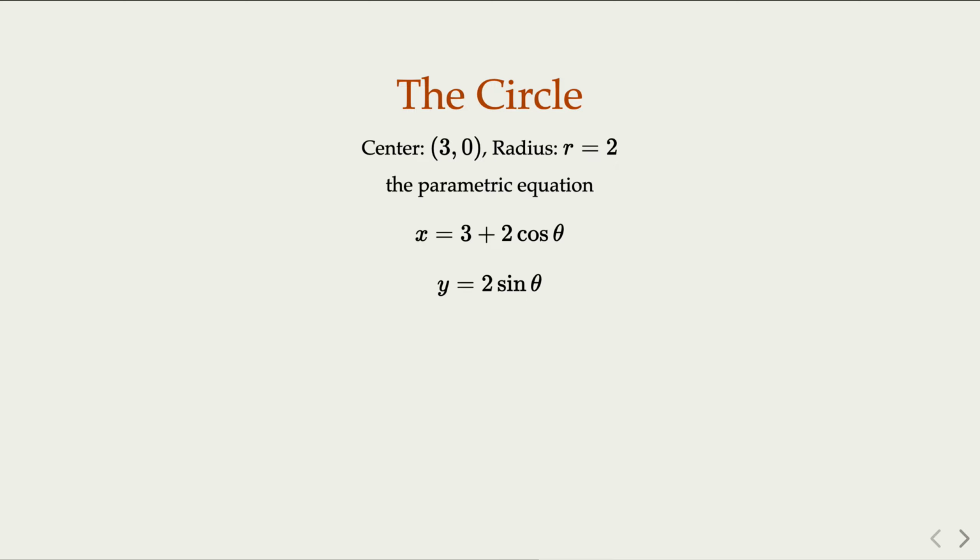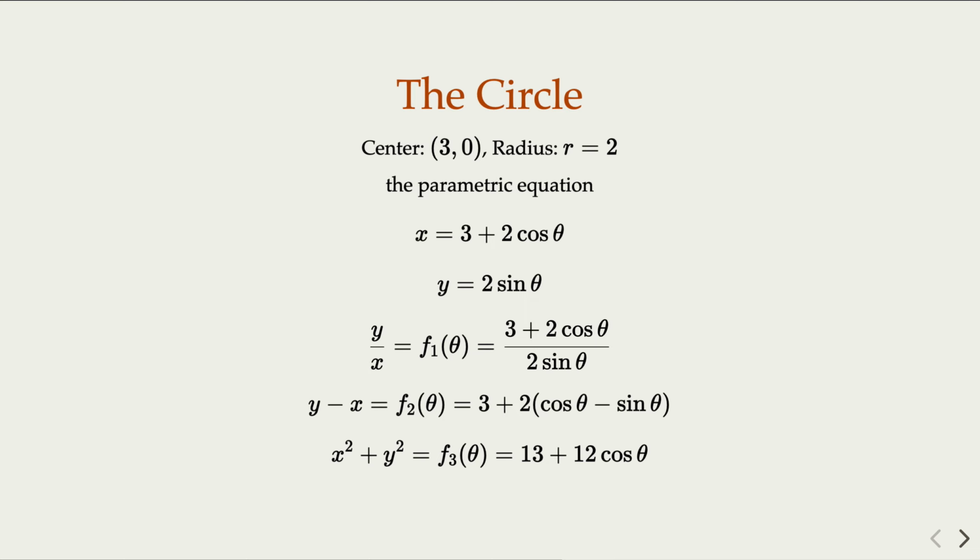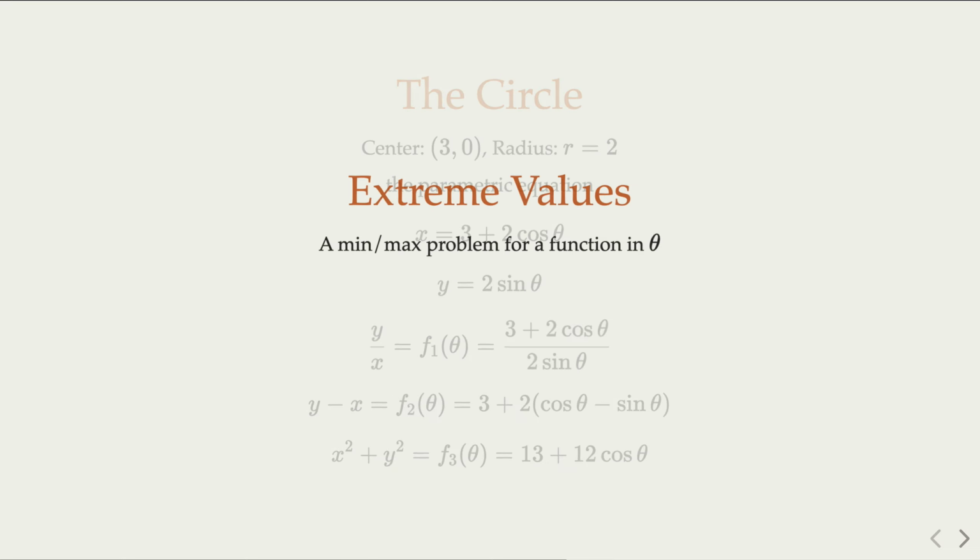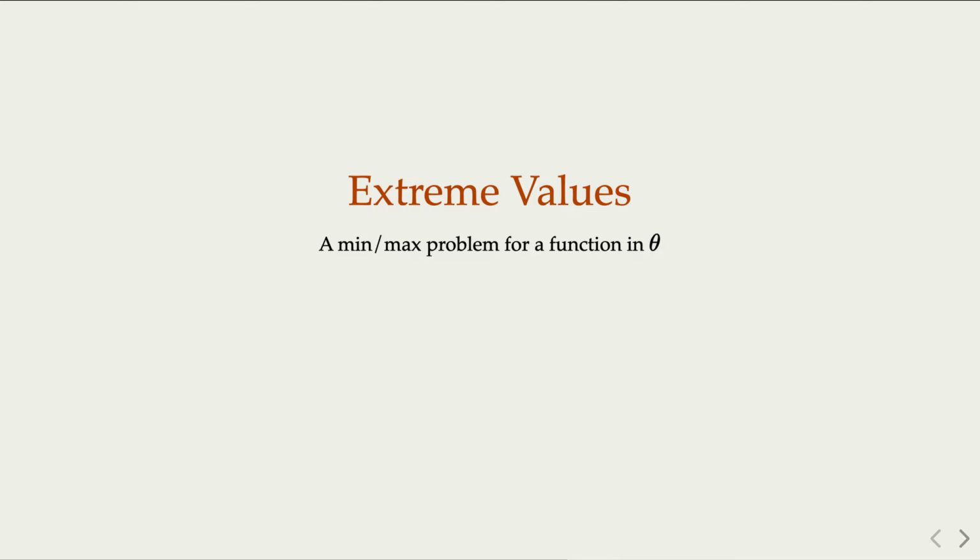Now, you want to find the extreme values of the three quantities. Let's represent them as functions of theta. So here we have f1, f2, f3. Now, the problem is a min or max problem of a function in theta. So you take the derivative, find the extreme values, and then you get the answer. Again, I skip the details. That's not the focus of today, but it's good to know that a common method is to use parametric equations for the points on the circle.